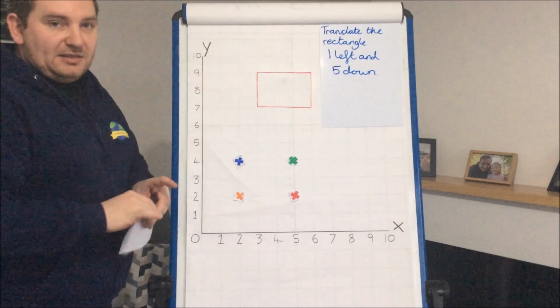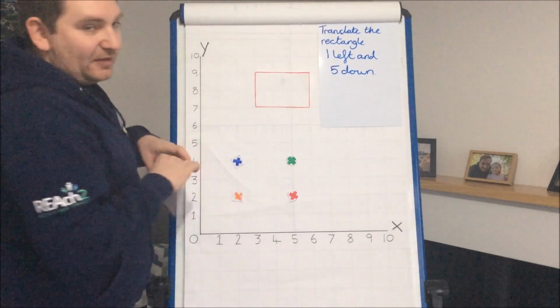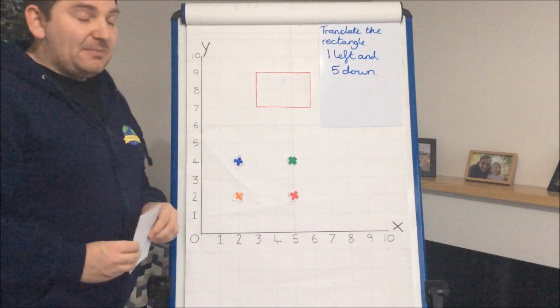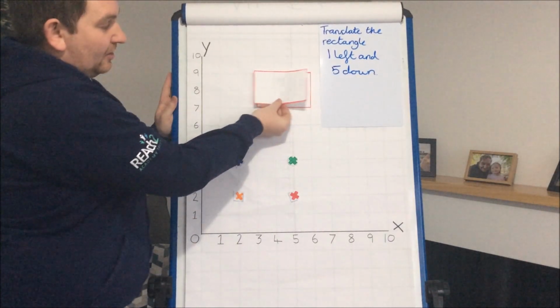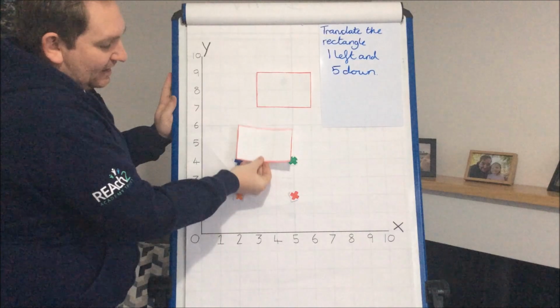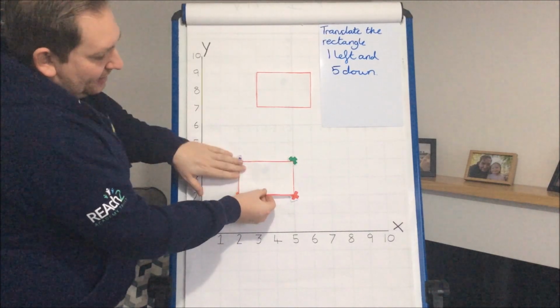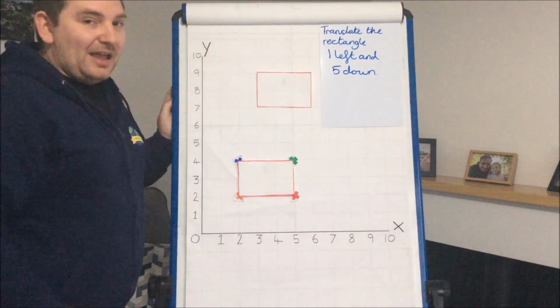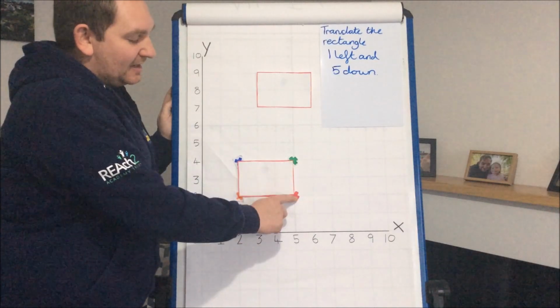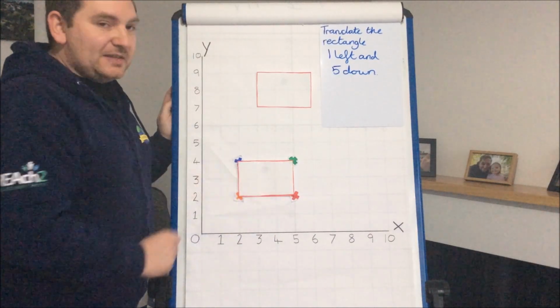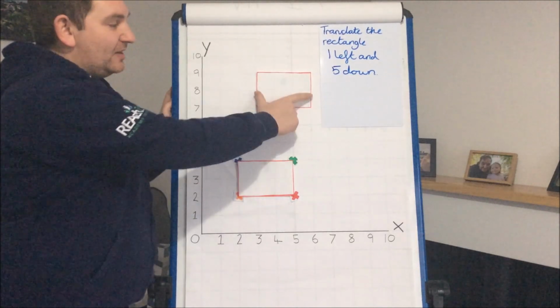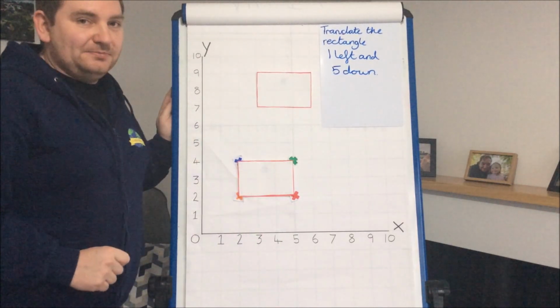If we place the same shape over the top of those points, you should see that it looks exactly the same. It has just moved. So we've gone 1 left and 5 down. And as you can see, these vertices still create the same shape that was up here. We have simply translated it along and down.